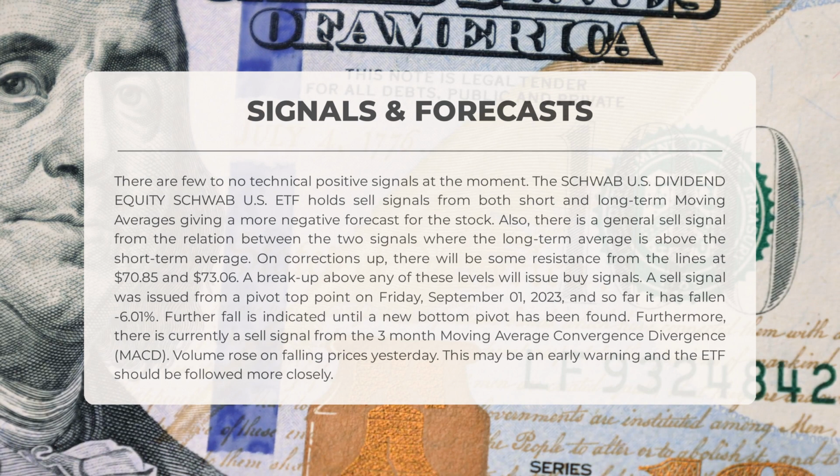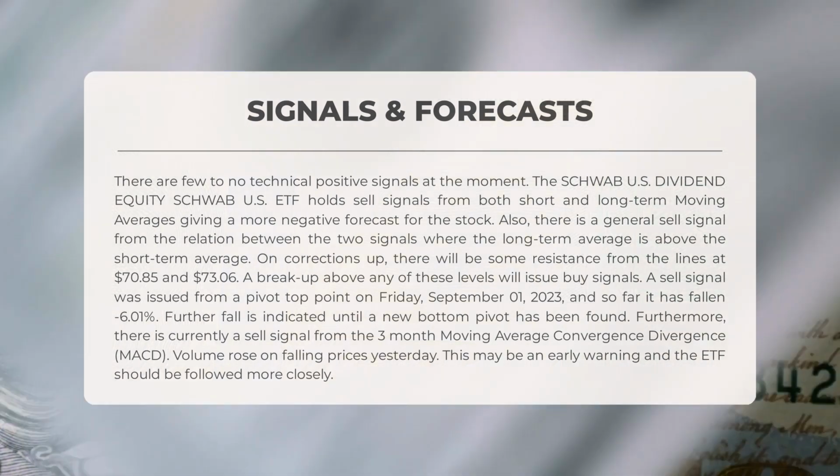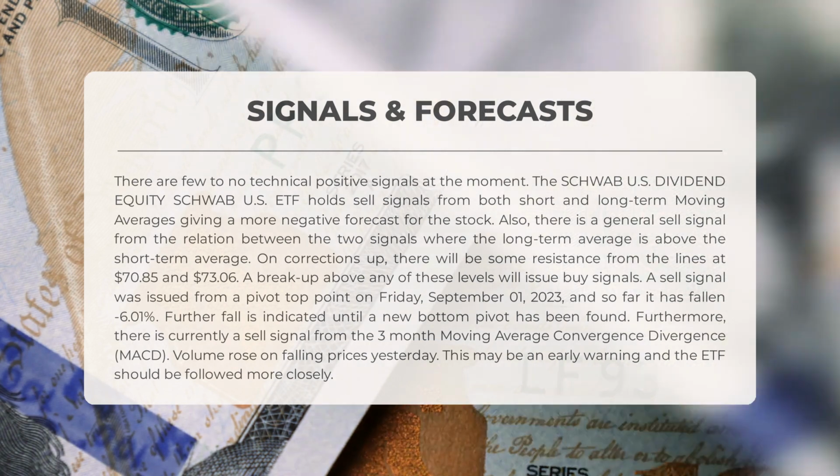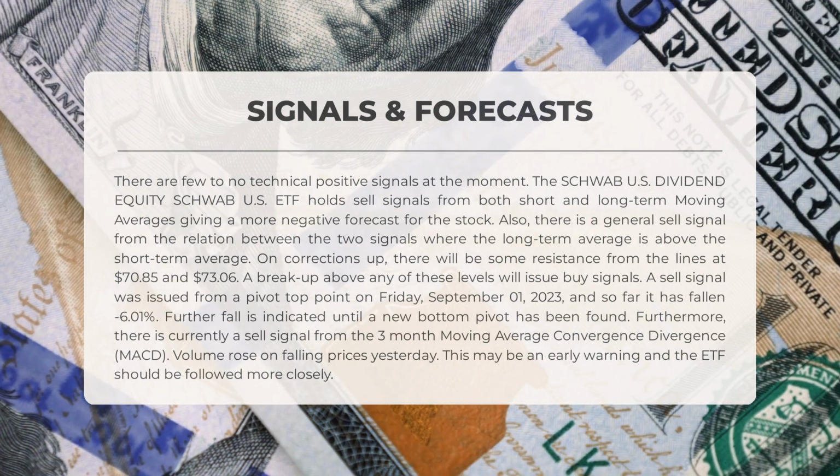However, if the stock manages to break the resistance levels at $70.85 and $73.06, we could potentially see some buy signals. It's important to note that a sell signal was issued from a pivot top point on Friday, September 1, 2023, resulting in a 6.01% decline so far. We might expect further downward movement until a new bottom pivot is identified. Additionally, the 3-month moving average convergence divergence, MACD, is currently showing a sell signal, adding to the bearish sentiment.